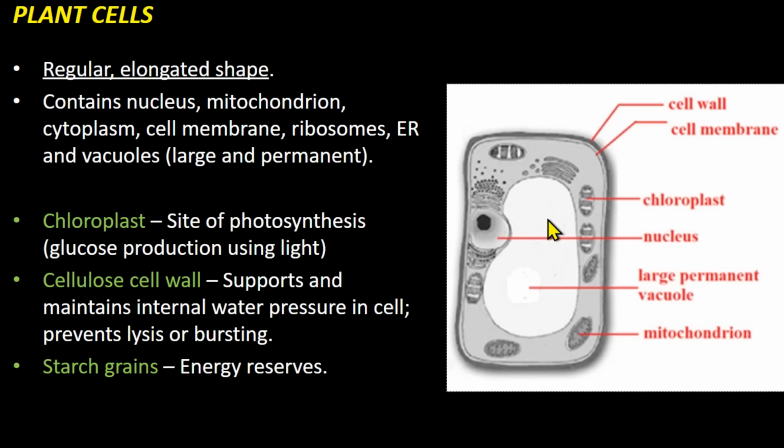There are three organelles that are not found in animal cells and only found in plant cells. In this case here, this would be the chloroplast, which is the site of photosynthesis or glucose production using light. The outermost layer, which is called the cellulose cell wall, supports and maintains the internal water pressure in the cell, and it prevents the cell from bursting or undergoing lysis. And within there are starch grains, which are energy reserves.